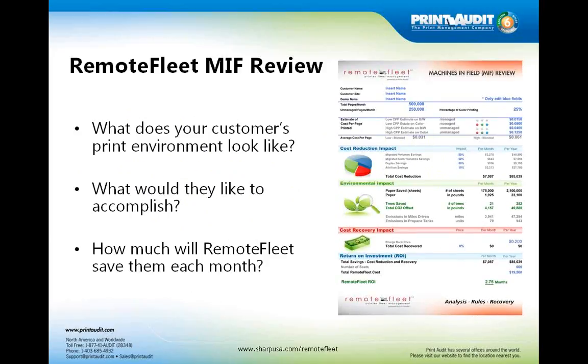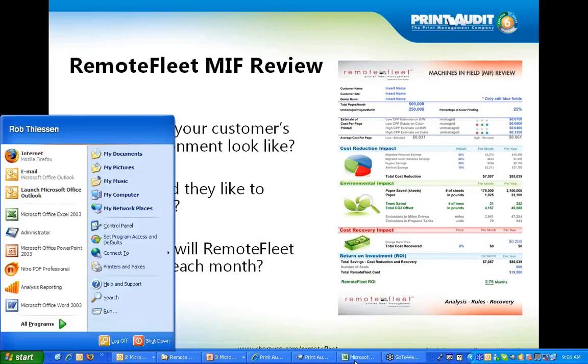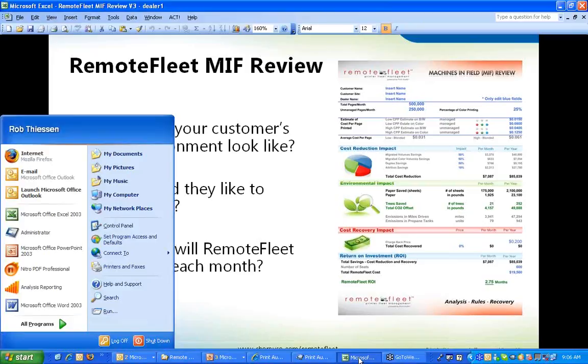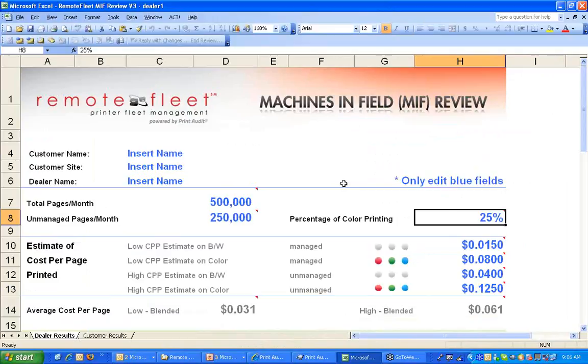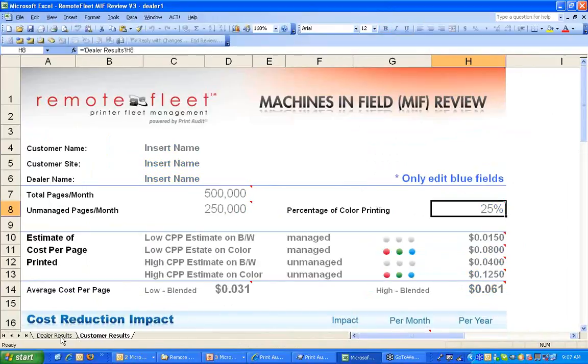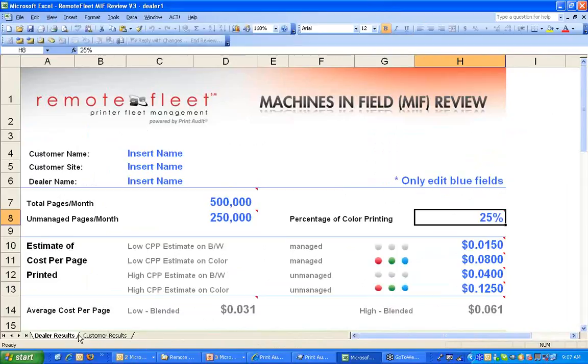And then it actually provides you with an ROI, a projection of when this software will pay for itself in your customer's environment. And I'm going to go to an actual spreadsheet now in order to demonstrate how this tool works. Now, to begin with, I want to mention that we're looking at both dealer results and customer results. So you can see the two tabs at the bottom of the page here.